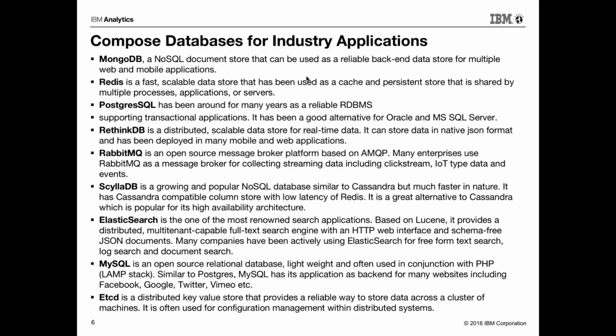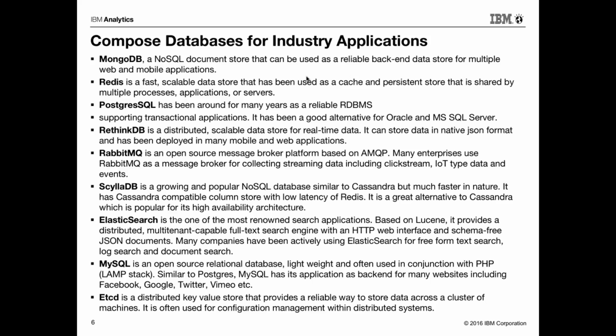Then you have RethinkDB, which is part of the IBM product suite. It's a very scalable JSON data store. Then you have RabbitMQ for messaging. It can act as a message broker collecting streams of data. You have ScyllaDB, which is becoming a very popular alternative to Cassandra, which is a columnar data store, but it has the low latency of Redis. Then you have Elasticsearch, which is a full text searching engine with an HTTP web interface and can store JSON documents.